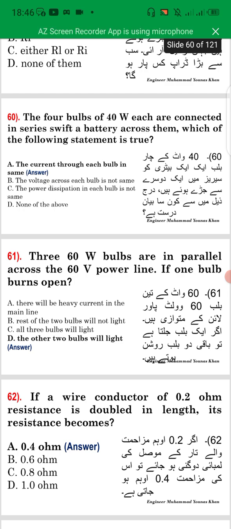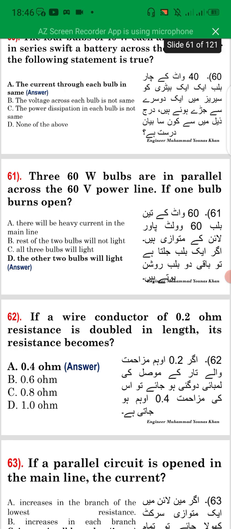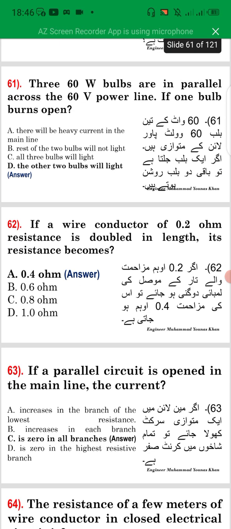Three 60-watt bulbs are in parallel across a 60 volt power line. If one bulb burns open, there will be heavy current in the main line. The rest of the two bulbs will not light. All three bulbs will light. The other two bulbs will light.